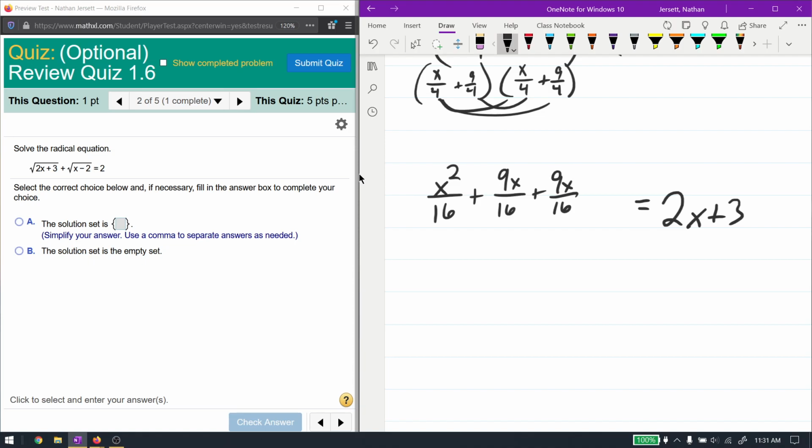9x over 16. X times 9 is 9x, and then 4 times 4 is 16. And there's two of them. And then finally, we get 9 over 4 times 9 over 4 is 81 over 16. Okay, these two are like terms, so we get x squared over 16 plus, they already have common denominators, so I can just add the numerators. We have 9x plus 9x, that's 18x.